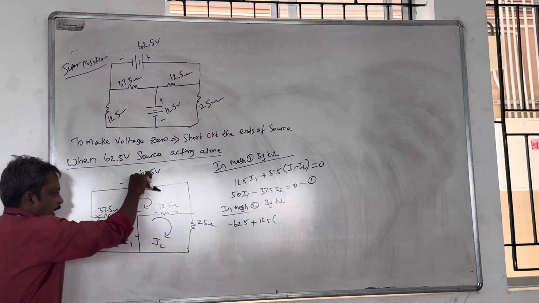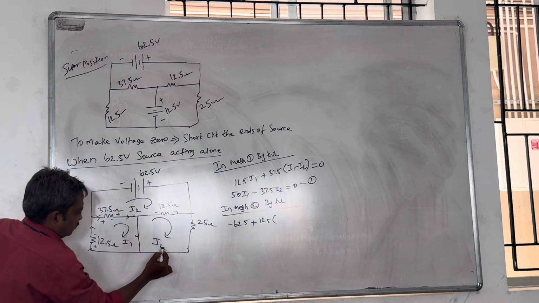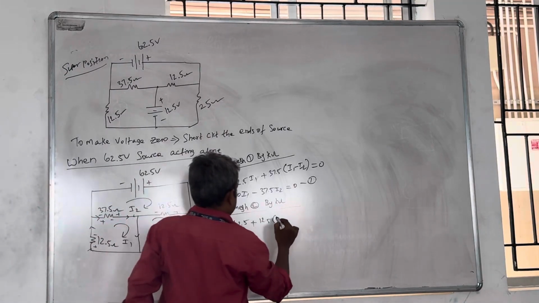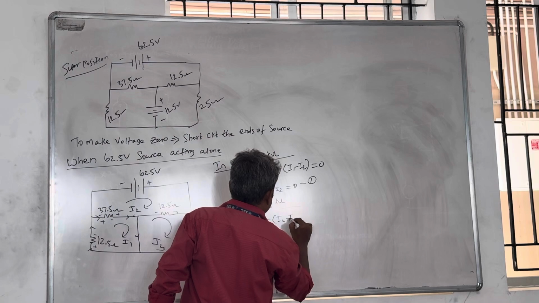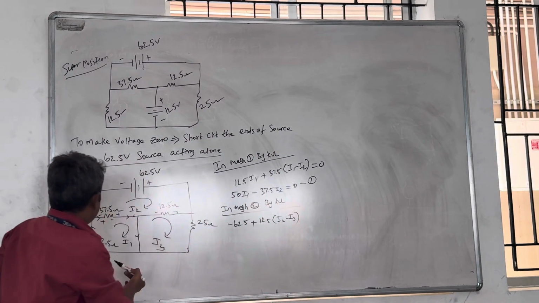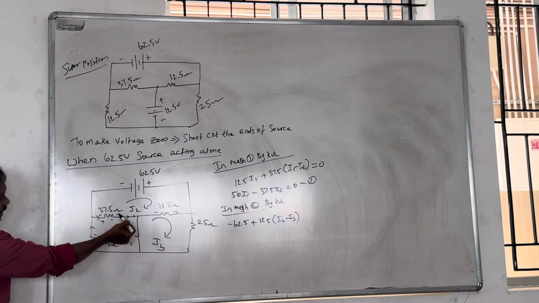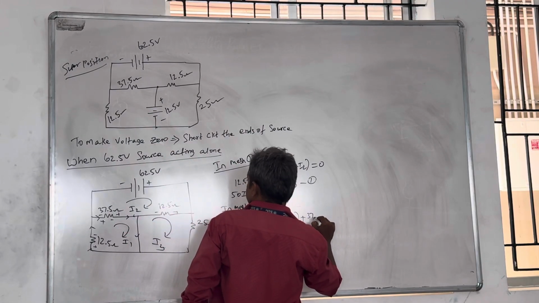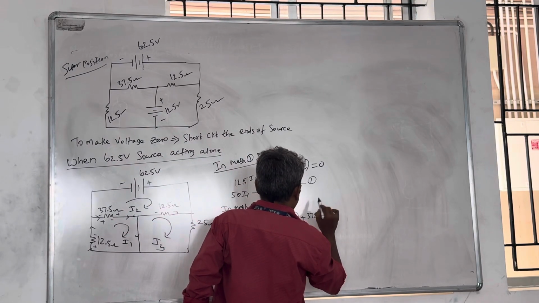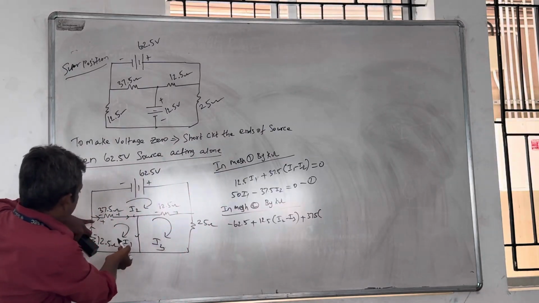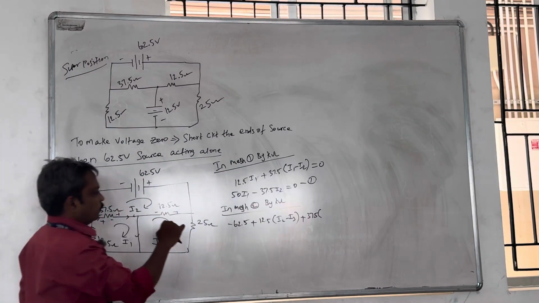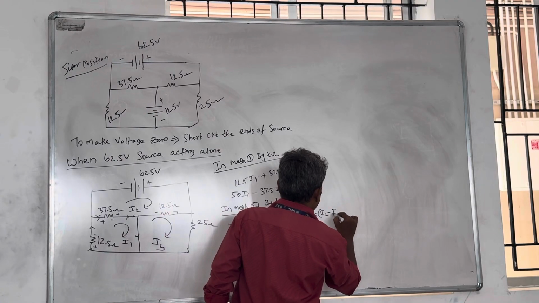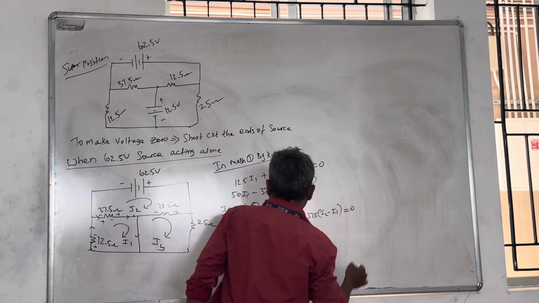This is common for I2 as well as I3. I2 minus I3. Then come to this element, entry plus 37.5. This is common for I2 as well as I1. I am writing equation 2. So, I2 will come first, I1 is opposite, so minus sign, equal to 0.